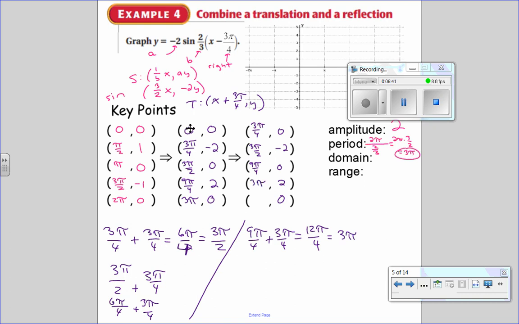And finally, I have to take my 3 pi and add 3 pi over 4. Let's get a common denominator of 4. Multiply the top by 4, get 12 pi. So I think we're looking at 15 pi over 4.